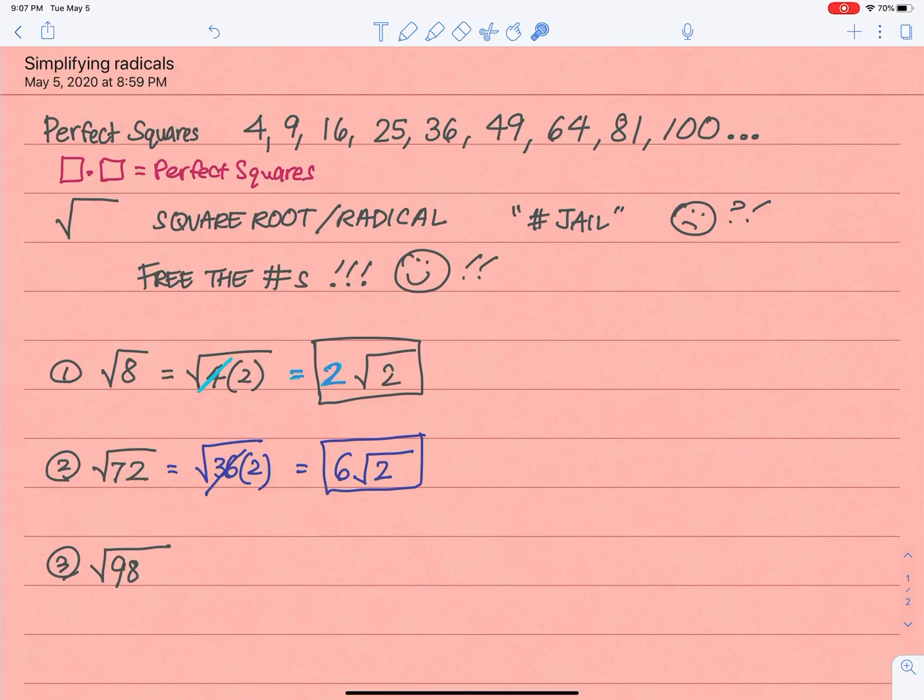Okay, one last example. Once again, our goal is to free the numbers. What is the largest possible perfect square number that will multiply to give me 98? Well, let's think about it. The last one was 36 times something. Since this is a bigger number, let me see if 49 times something gives you 98. And it does. So let's set this up: 49 times 2 gives us 98.